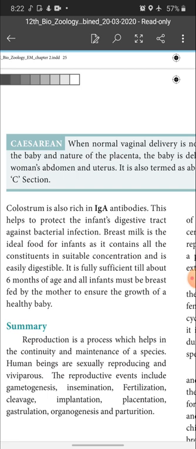Breast milk is the ideal food for infants as it contains all constituents in suitable concentration and is easily digestible. I hope I don't want to explain all this, you could understand it on your own. It is fully sufficient till about 6 months of age, and all infants must be breastfed by the mother to ensure the growth of a healthy baby. So what it is trying to say is that mother's feed is very, very essential for every infant. Okay, so that's what they are saying, children.